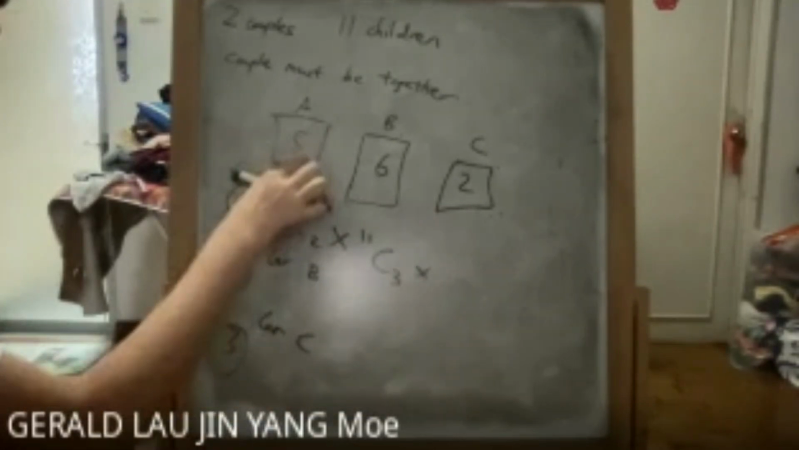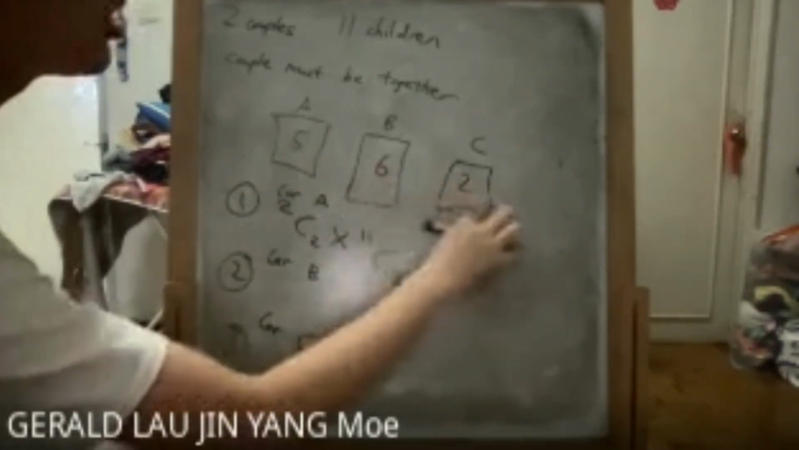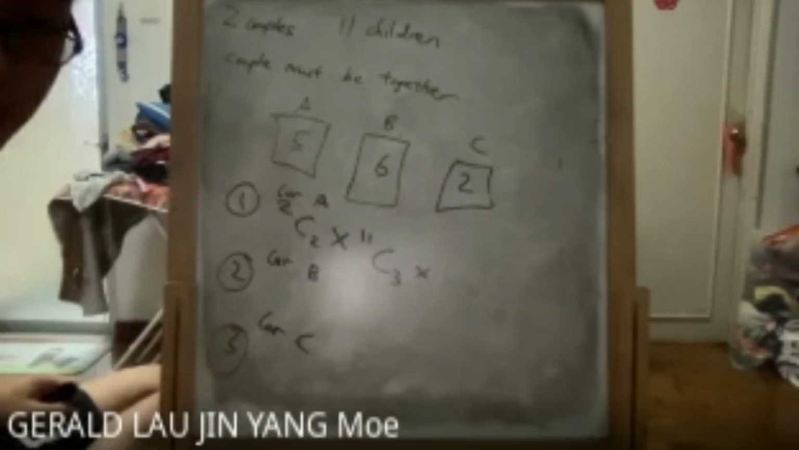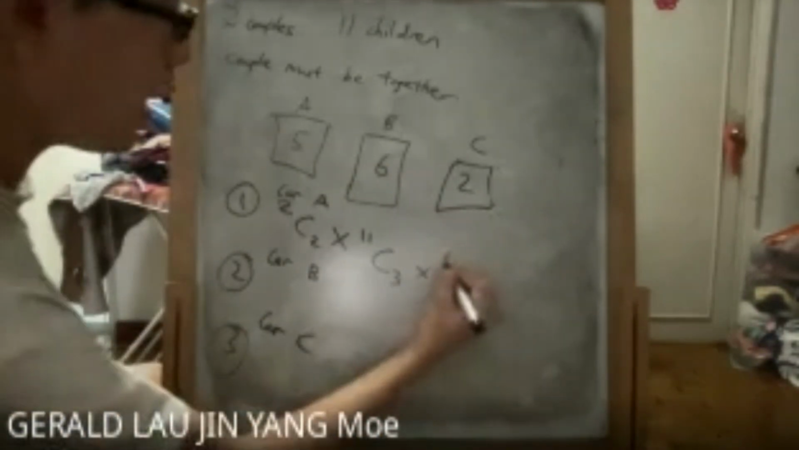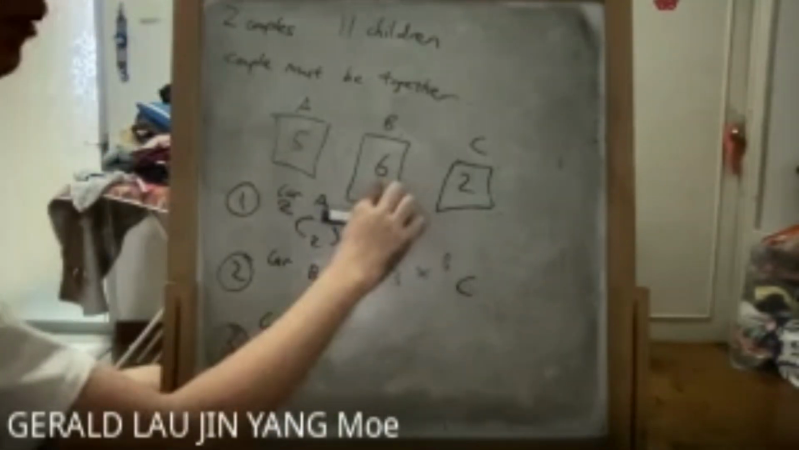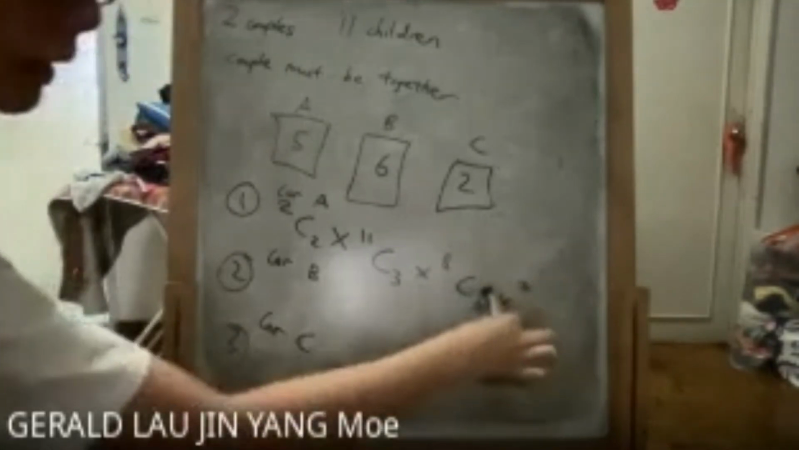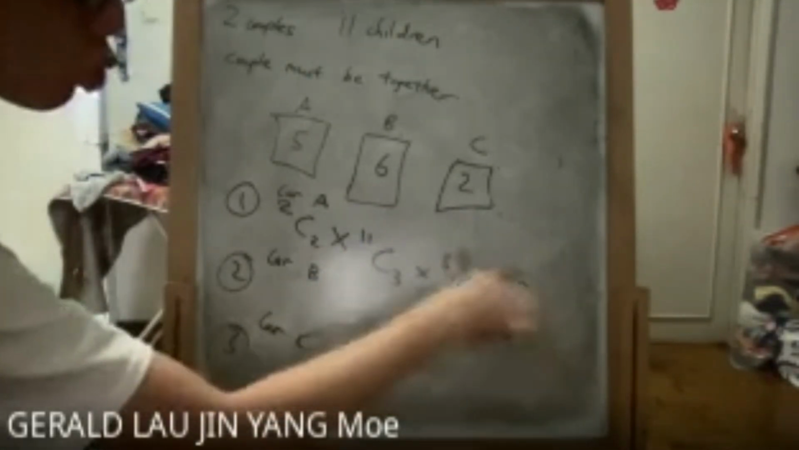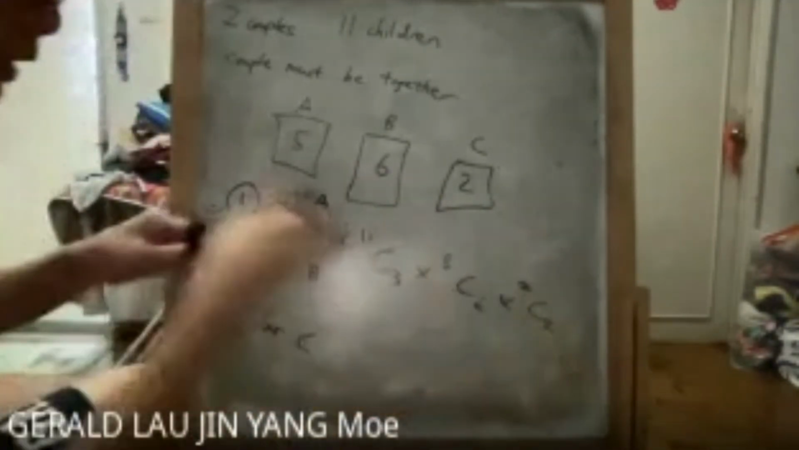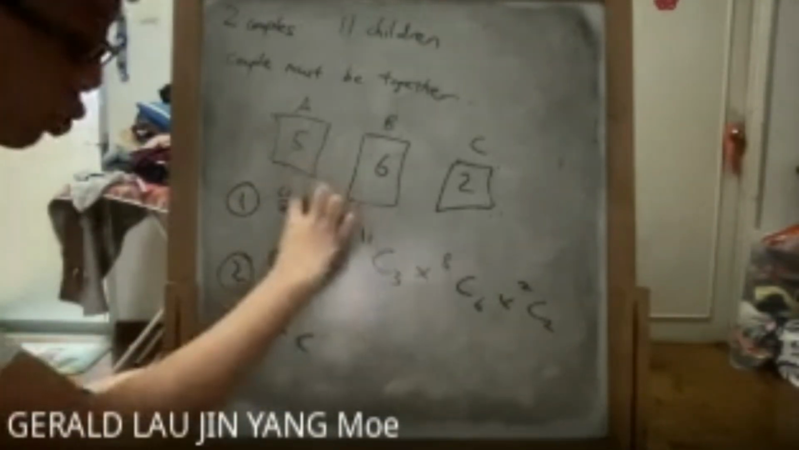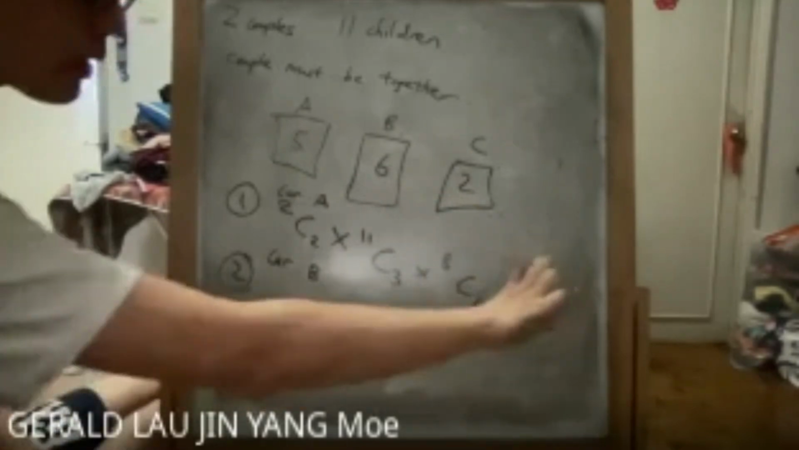After 3 children in car A, how many children are left outside? 11 minus 3. 8. Good. And then car B, how many spaces? Only 6. Left how many? 2. Remember, the last one is always the same one. So 2, and then you have 2 spaces. Can you understand the first possibility? Can you understand how to get 2C2, 11C3, 8C6, 2C2?